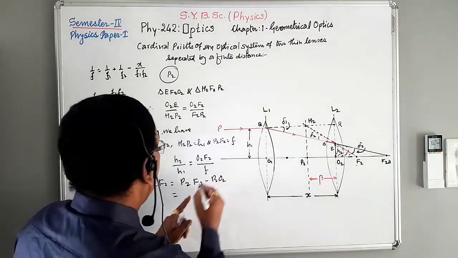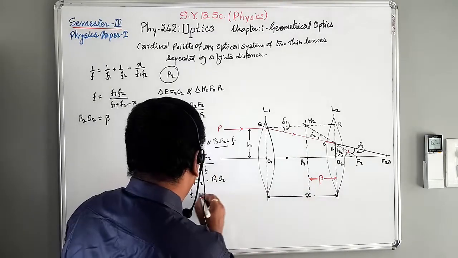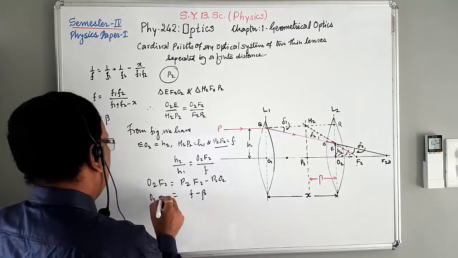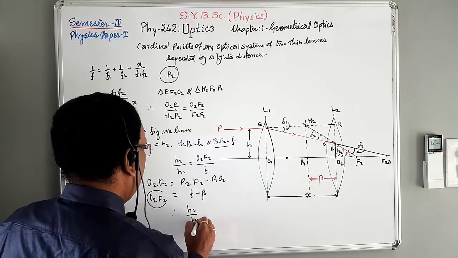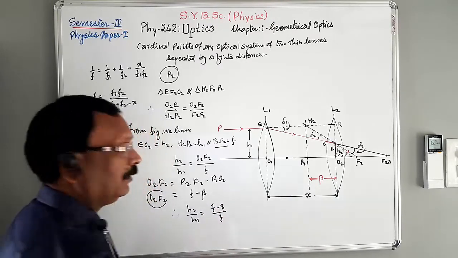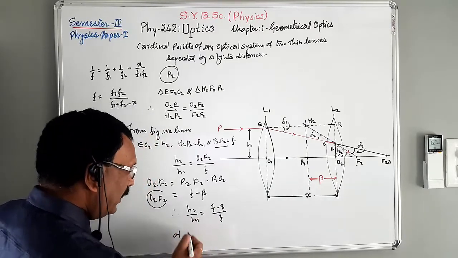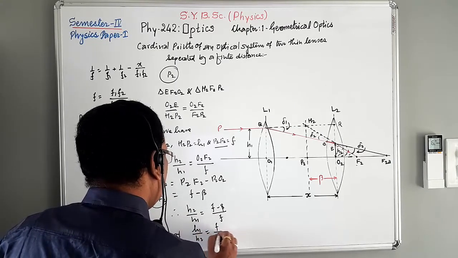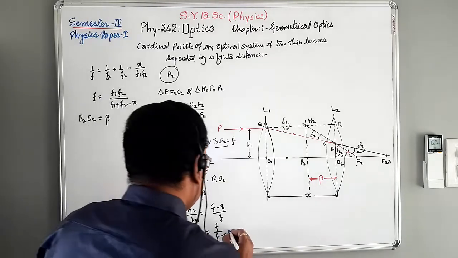Here P2F2 is nothing but F, and P2O2 is nothing but beta. So substitute the value of O2F2 from this equation into this equation. We have H2 upon H1 is equal to F minus beta upon F. Or we can interchange the numerator and denominator like this: H1 upon H2 is equal to F upon F minus beta. Okay, suppose this is equation 1.